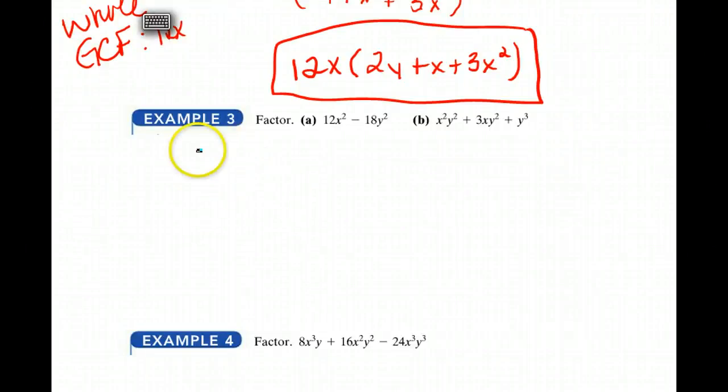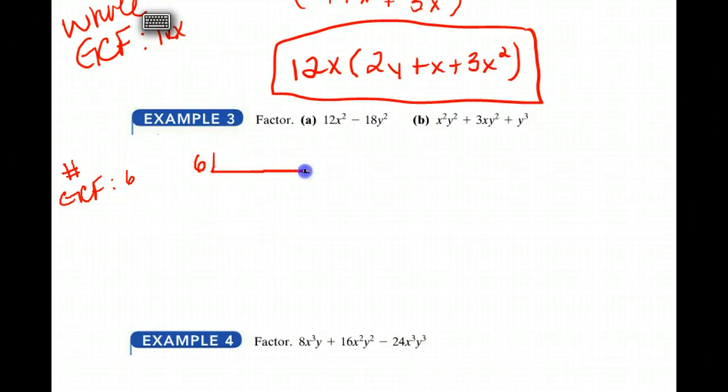Okay, at this point you should have had an opportunity to do part A. So the first thing that I suggest that you look for is the GCF of your coefficients. As you're looking for that, you want the largest number that you can divide out of your 12 and your 18, and you should have found that to be 6. So we're going to put 6 in front of the upside down division bracket, and then we're going to rewrite 12x squared minus 18y squared.